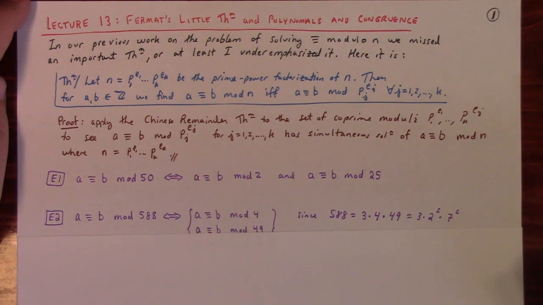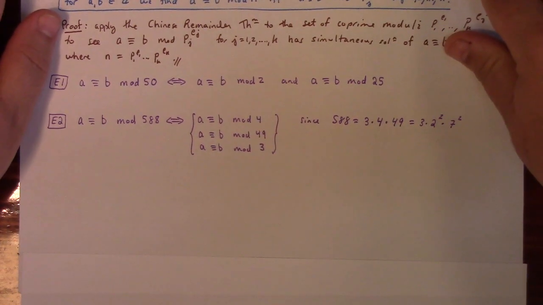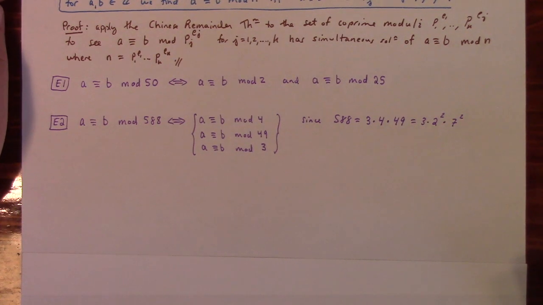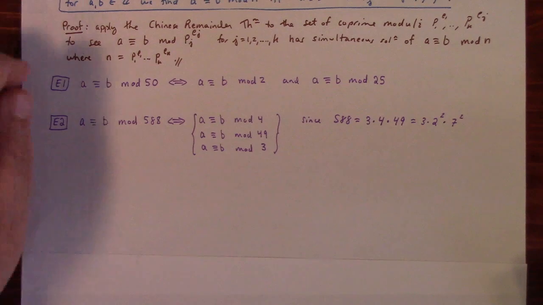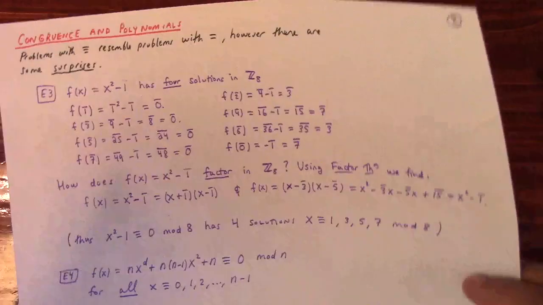Or if I had a congruent to b mod 588, well, 588 is 3 times 4 times 49, so you've got your 2 squared, you've got your 3, you've got your 7 squared. So you could check a congruent to b mod 4, mod 49, mod 3. If you had all three of those, you get the 588. And vice versa. So there's something we haven't really used that much, but it's there. So that's the first thing.